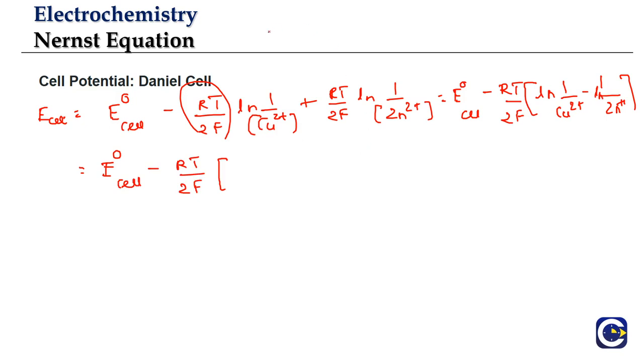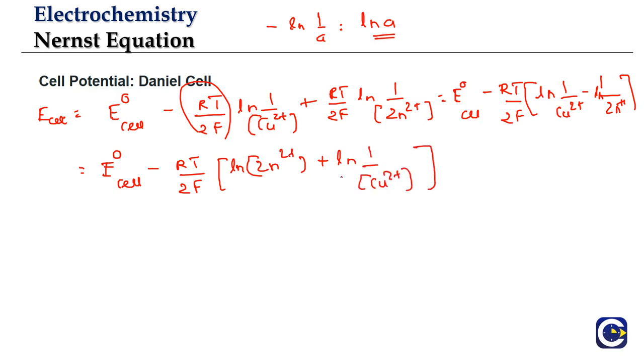So we have a property of logarithm, that is if we have minus ln 1 by A, it is going to be equal to ln A, and so this is going to be ln zinc 2 plus ion concentration plus ln 1 by copper 2 plus concentration. We have another property of logarithm. If we have ln x plus ln y, then this is going to be equal to log, or ln, whichever it is, of x into y.